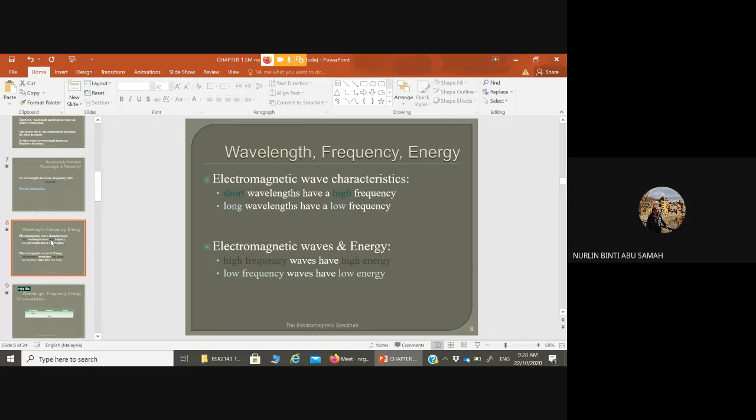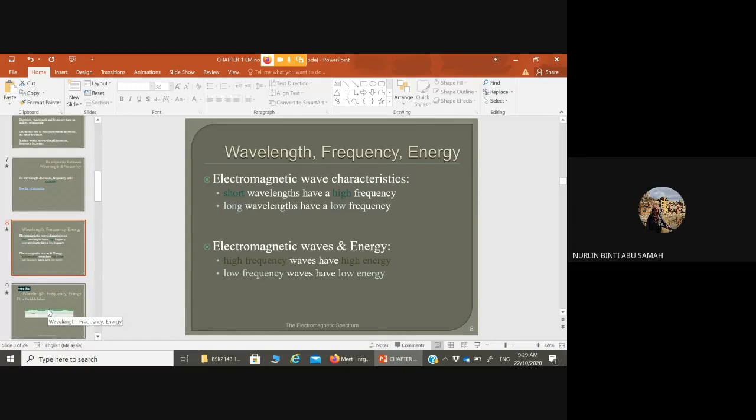So for you to understand the instrumentation, you must know that a short wavelength will have high frequency, or a long wavelength will have a low frequency. This is what you already understood from the previous slide. Now, when it comes to relating to the energy, you can see that when you have high frequency waves, it will have high energy. It will absorb the energy at a very high amount.